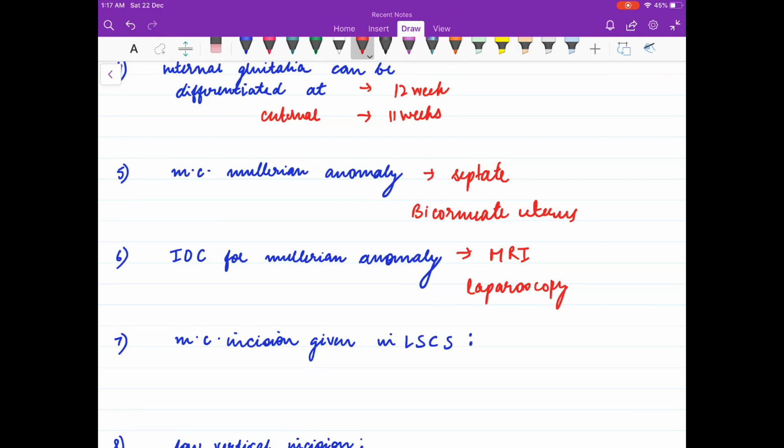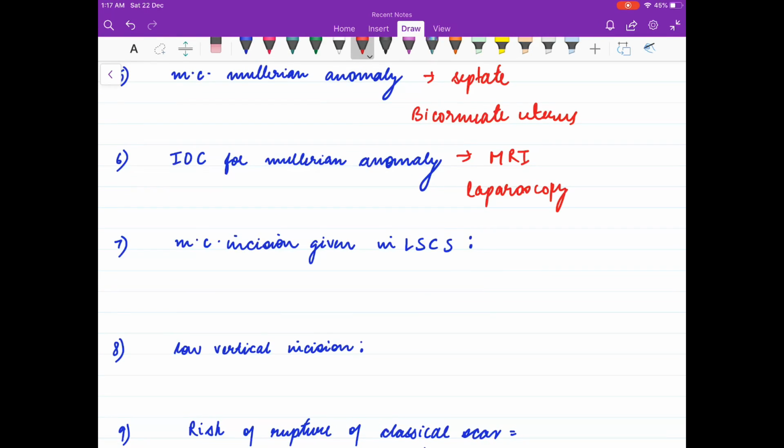Most common incision given in LSCS is Kerr's incision. It is low transverse incision. Also called as Pfannenstiel incision.